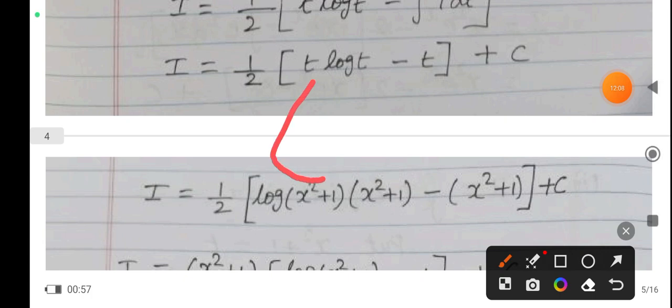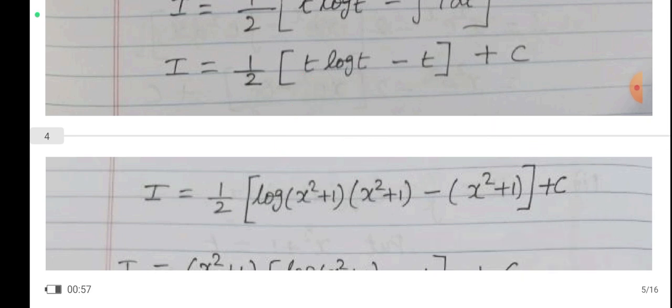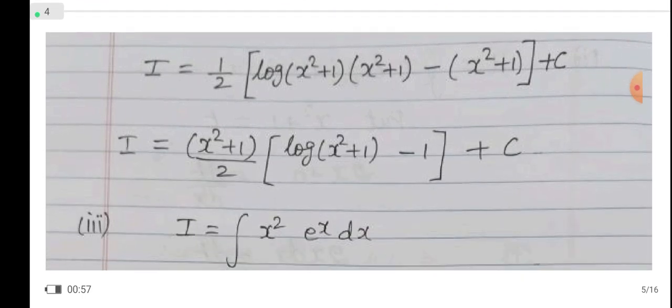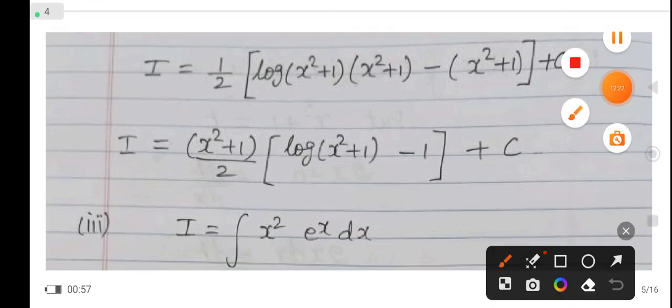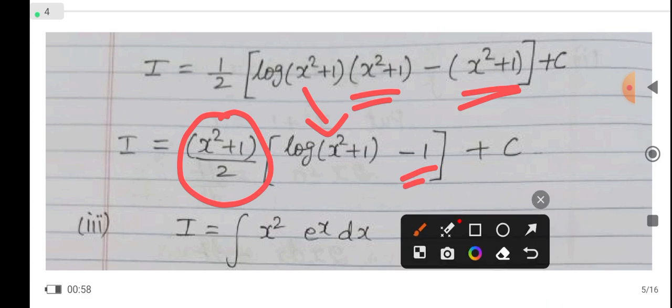This t we have written here. This log t is log of x square plus 1, and again minus the t value, x square plus 1, plus c. Then can we take anything out? You have to see, children: here x square plus 1 and here x square plus 1. So x square plus 1 by 2, and 1 by 2 is already there. If we keep x square plus 1 outside, we get log of x square plus 1 minus 1 plus c.